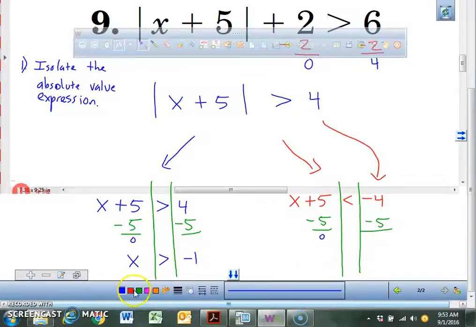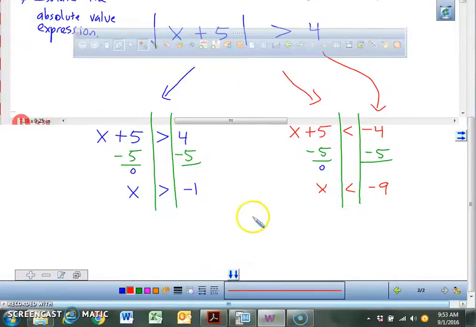Those are your two answers, everybody. We've got x is greater than -1 and x is less than -9. We're on question number 9.